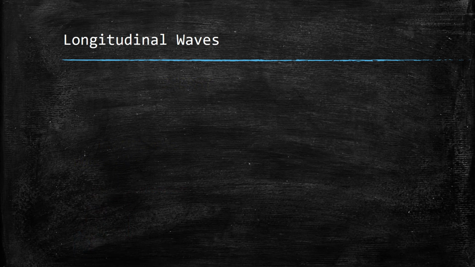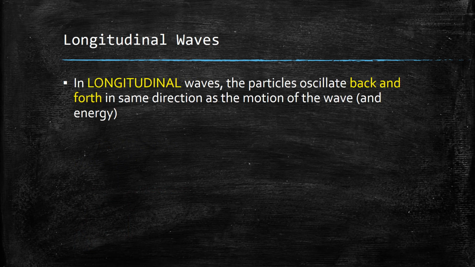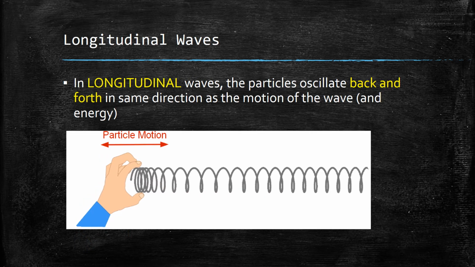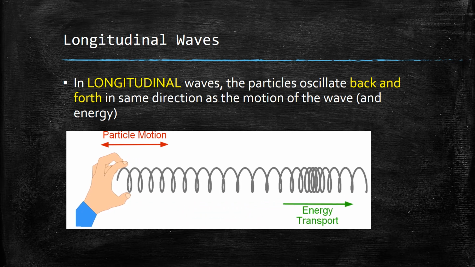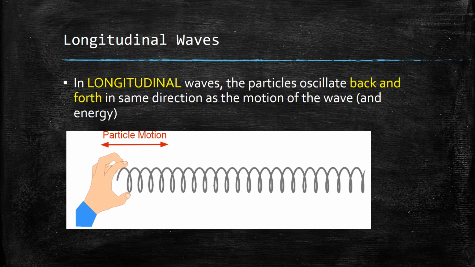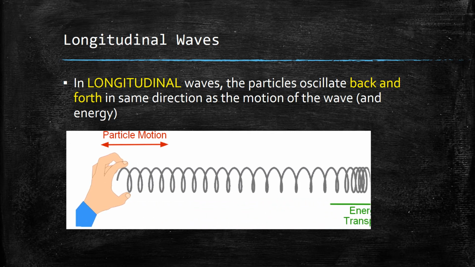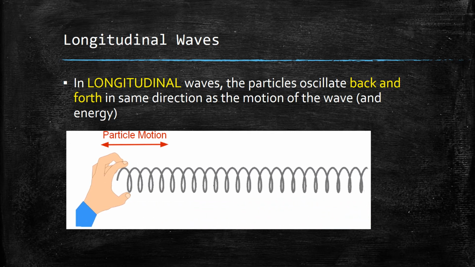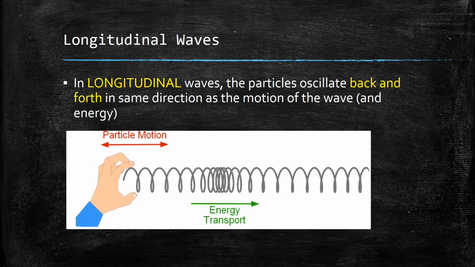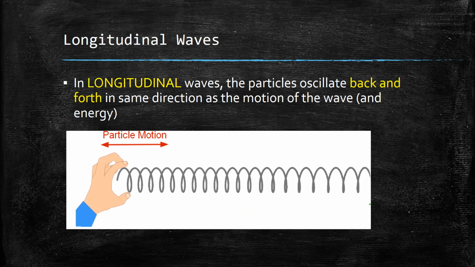Longitudinal waves are a little bit different. In a longitudinal wave, the particles oscillate backwards and forward in the same direction as the motion and energy of the wave. So we see in the animation, the particle motion backwards and forwards, the energy is moving along the direction of the particle motion.